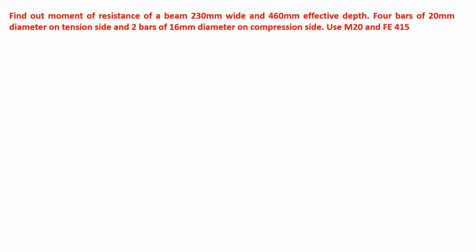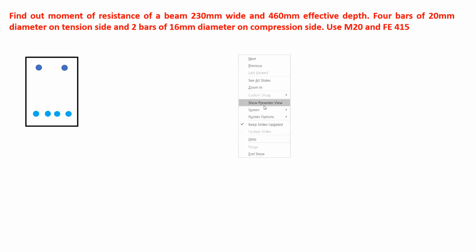Good evening. Now we will see the second problem of the test. Find out the moment of resistance of a beam 230 mm wide and 460 mm deep. Effective depth is given. 4 bars of 20 mm diameter on the tension side and 2 bars of 16 mm diameter on the compression side. Use M20 and Fe415. Now we have to go through this problem. It is doubly reinforced, so we have to find the moment of resistance.